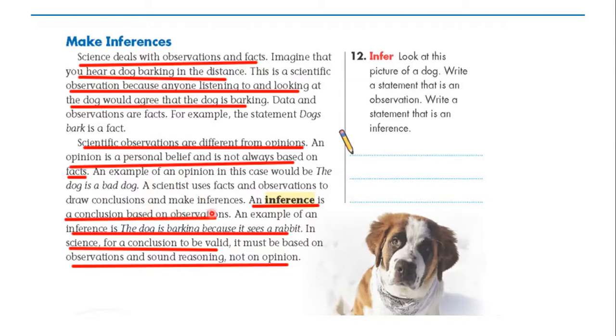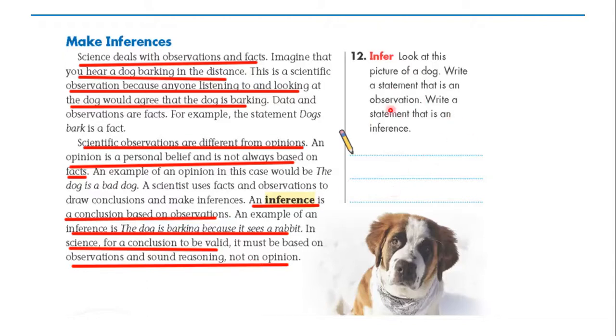What is the meaning of inference? Inference is a conclusion based on observation. Again, what is the meaning of inference? Repeat it with me. A conclusion based on observation. An example of inference: the dog is barking because it sees a rabbit. In science, for a conclusion to be valid, it must be based on observation and sound reasoning, not on opinion.